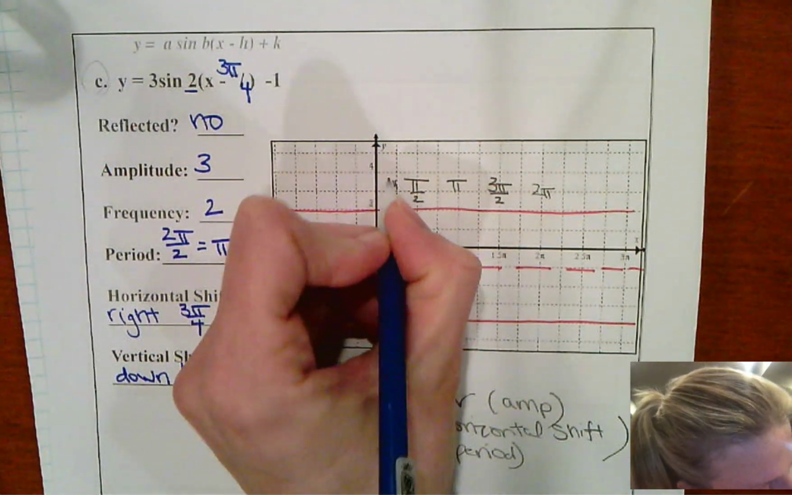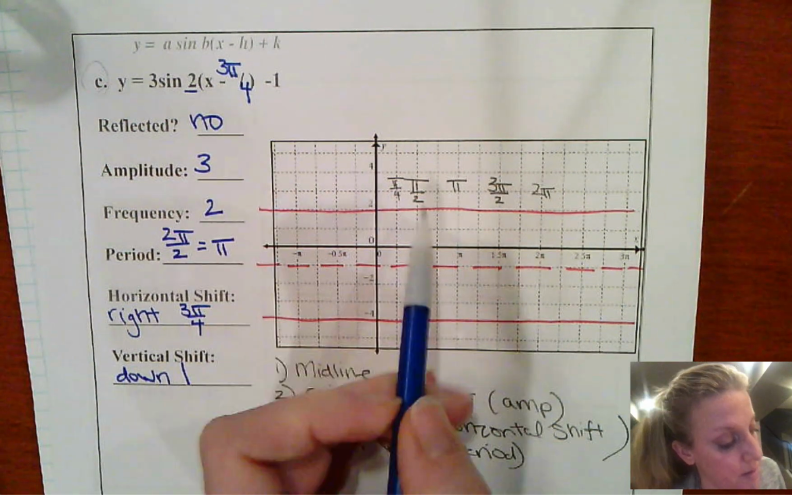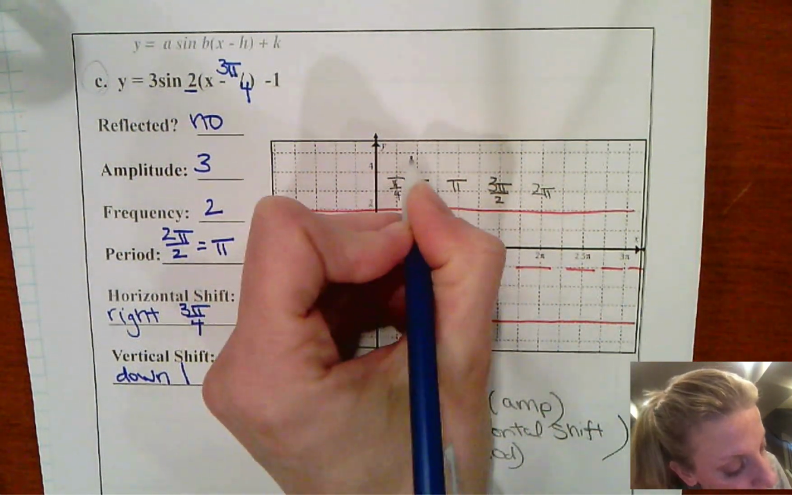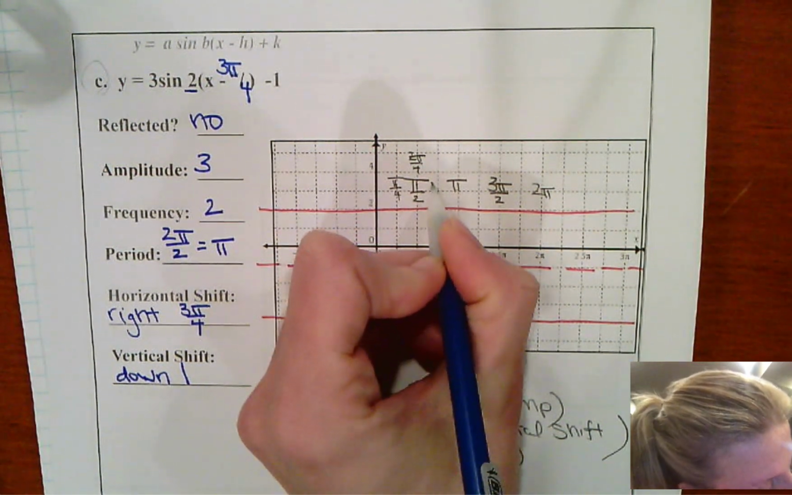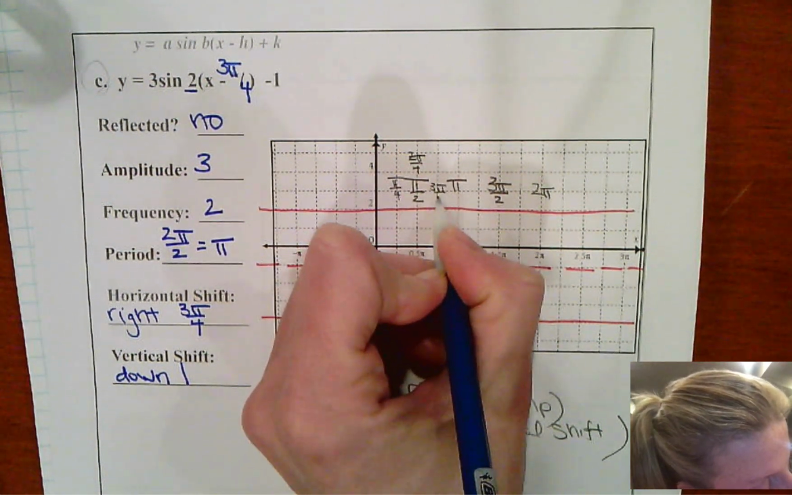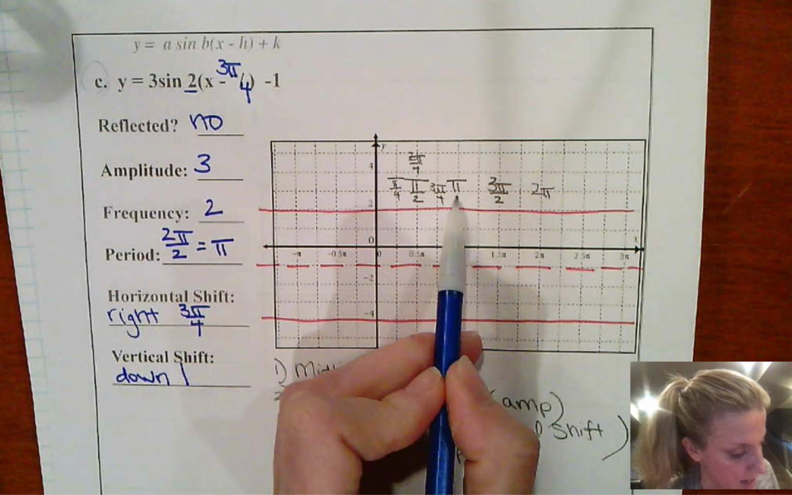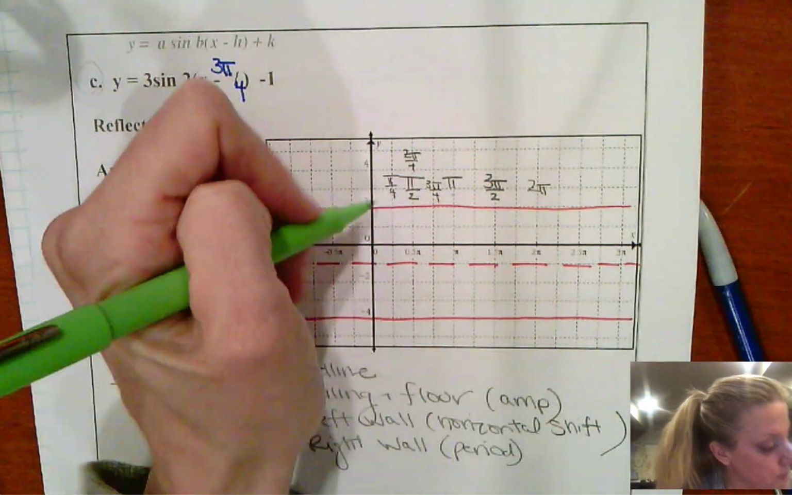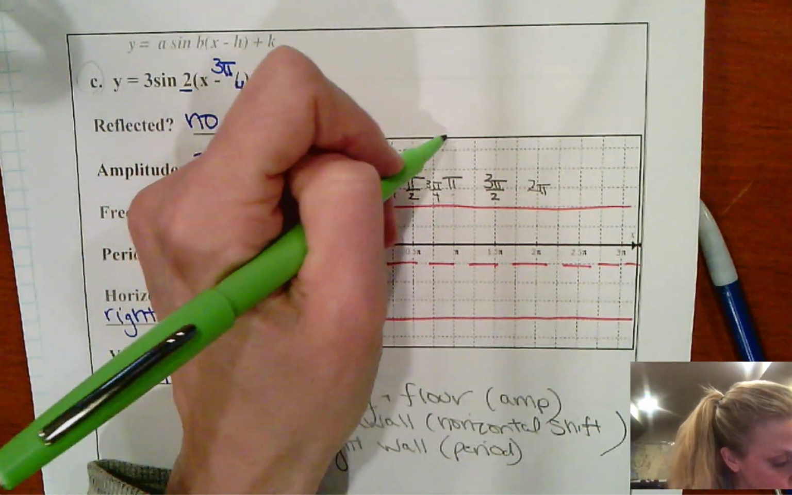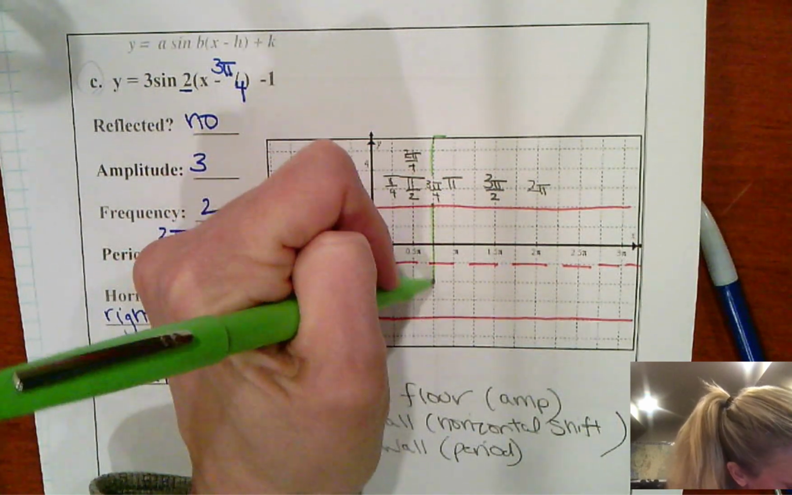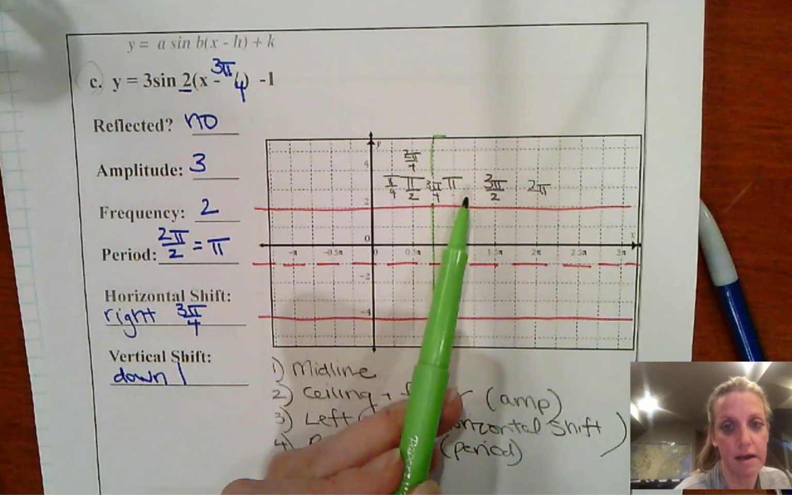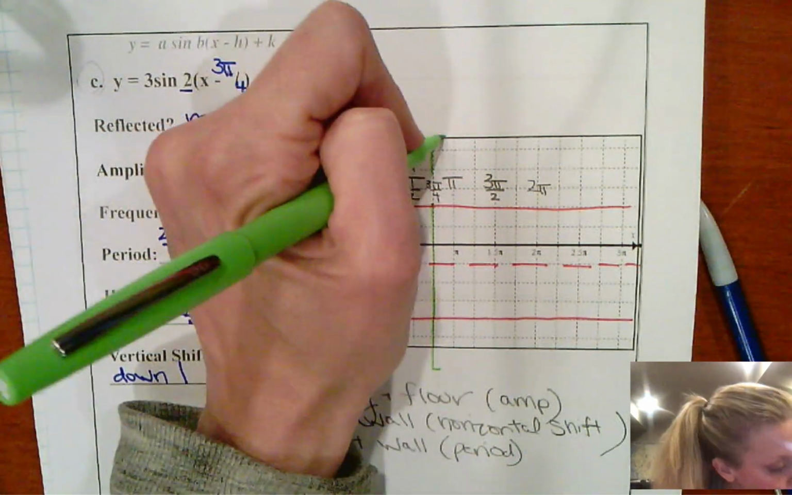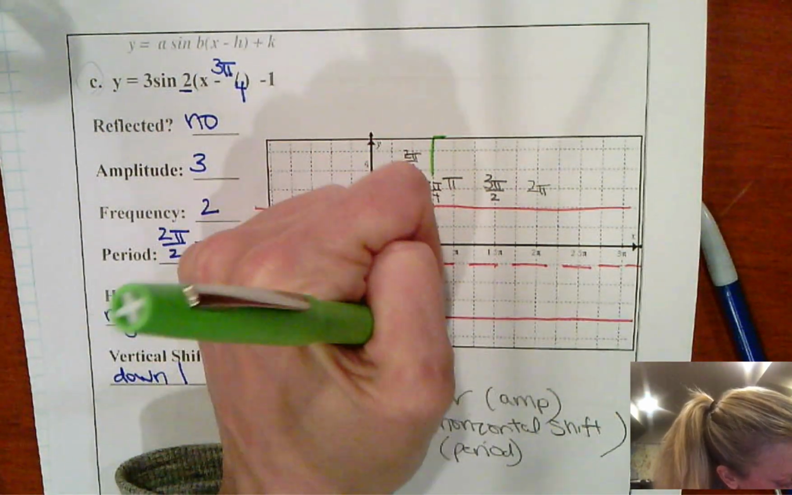This one would be 1/4 pi. Pi over 2 is the same thing as 2/4 pi. 3/4 pi will fit right in between 1/2 pi and pi. So if we're going to the right 3/4 pi, we're counting over 3 of these vertical dotted lines to 3/4 pi, halfway between pi over 2 and pi. Okay, so there is my left wall.